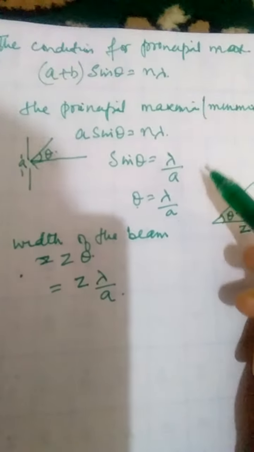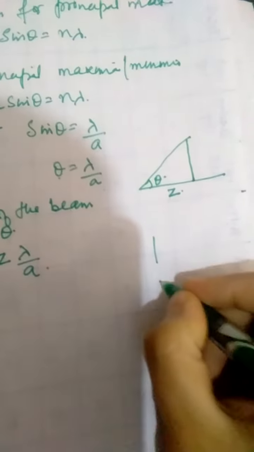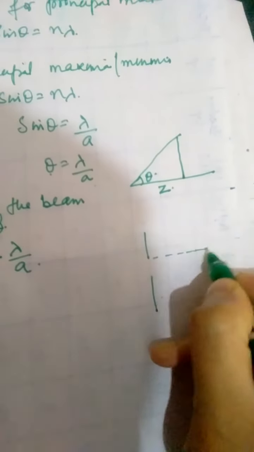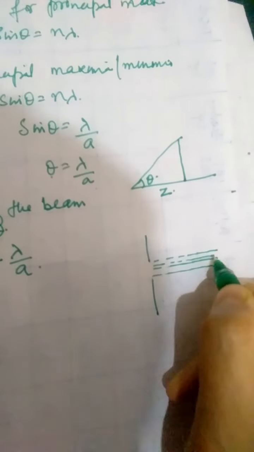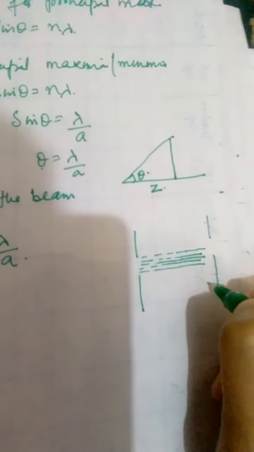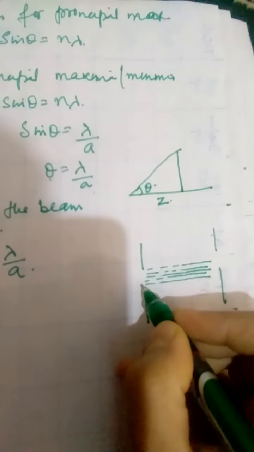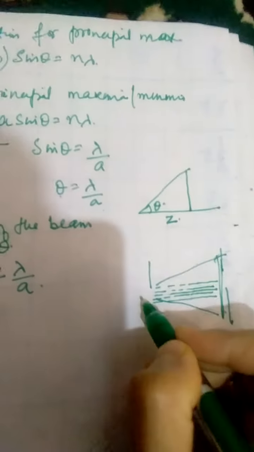But to observe this phenomenon of diffraction, obviously the width of the beam should be greater than the width of the slit. See, if this is the slit and you expect to see light only in this region, but on account of diffraction this light is going to bend. But when will you be able to see that phenomenon strongly, pronouncedly? When the width of the beam is far greater than the width of the slit.